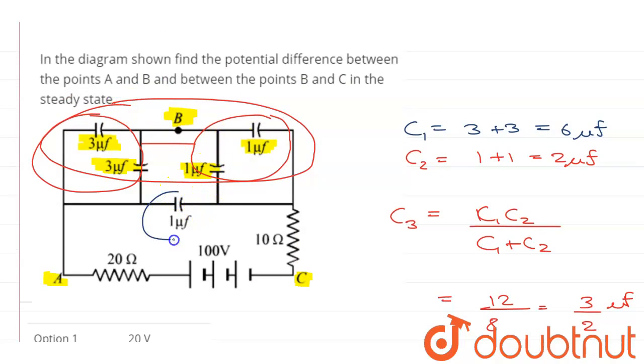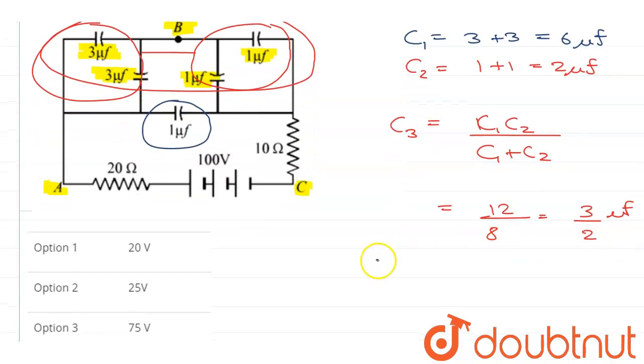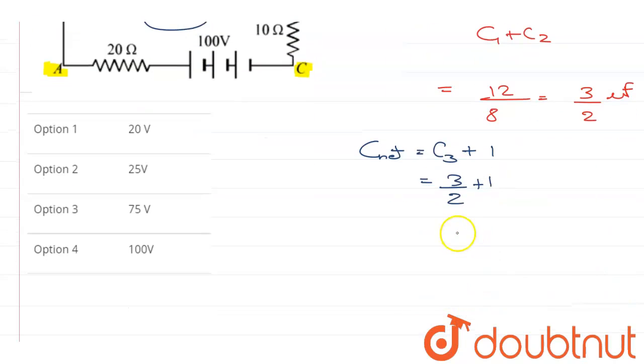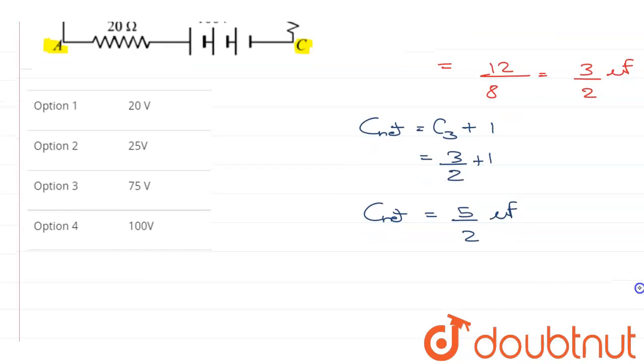This entire upper branch of 3 microfarad and 1 microfarad capacitors is in parallel with this capacitor of 1 microfarad, which means the net capacitance C net becomes C3 plus 1 microfarad, is equal to 3 by 2 plus 1, equals 5 by 2 microfarad. So the net capacitance of the circuit is 5 by 2 microfarad.